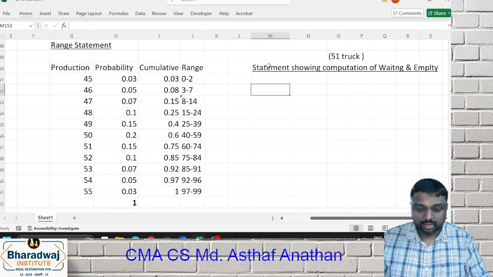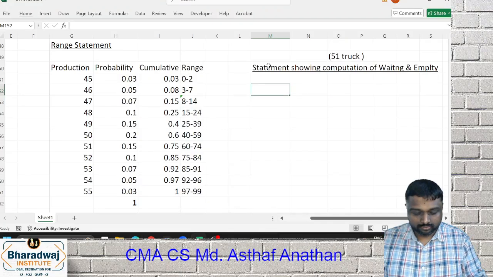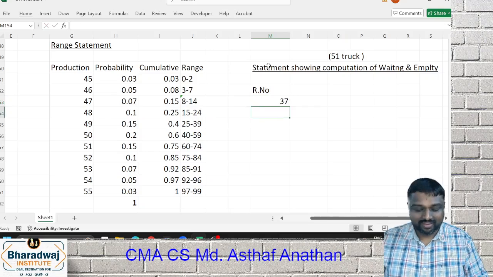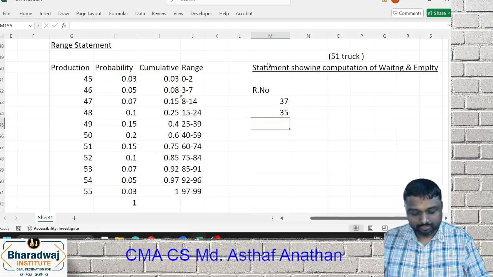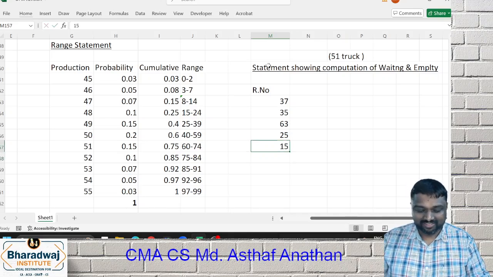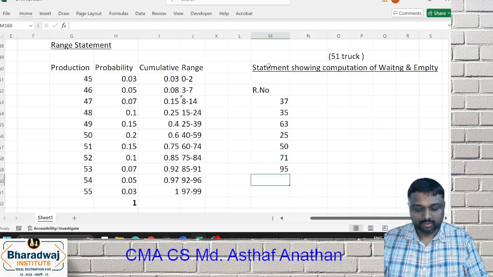Car. Correct. So what were the random numbers? Can anyone tell me? 37, 35, 63, 25, 15, 50, 71, 95, 16.